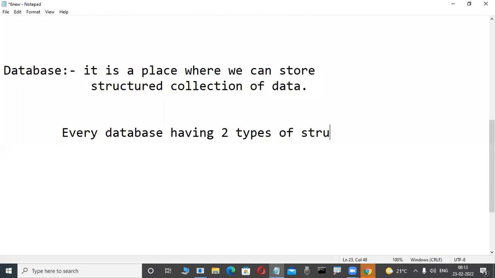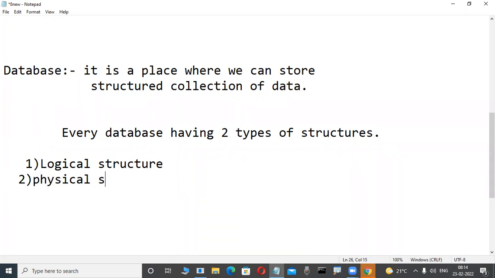Now check it out. What are those two types of structure? Anybody have an idea? Logical structure. You are only being told today what is logical, what is physical. The second one is physical structure. Okay.